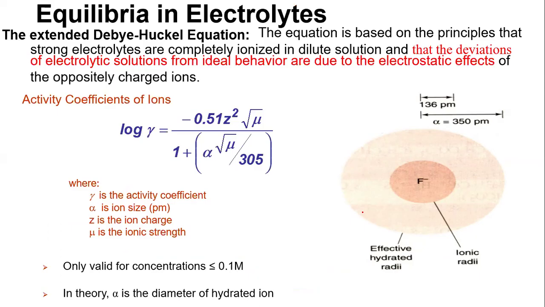Now we come to the extended Debye-Hückel equation. The long and short of this equation is that it helps us to determine the activity coefficient from the ionic strength. There are two ways of stating this equation. The first way is what has been shown here.